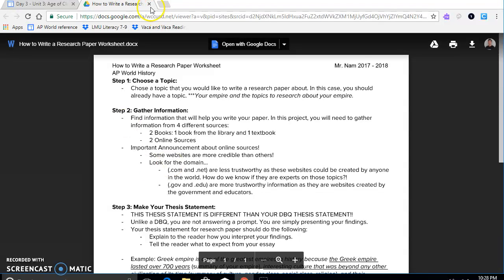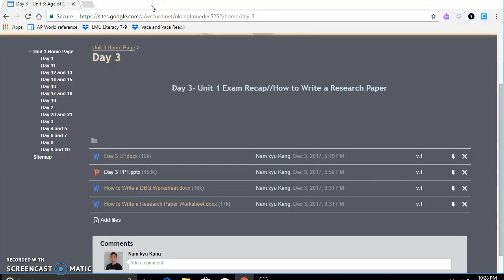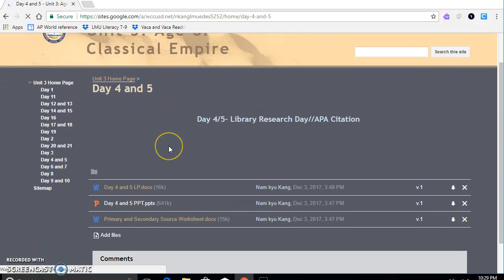So I draw that inference with them so they understand why they're writing the research paper and how it's going to benefit them at the end of the course. Now, day 4 and 5, this is starting my block period, as my Mondays are my regular days, and then Tuesday to Friday are my block schedules.